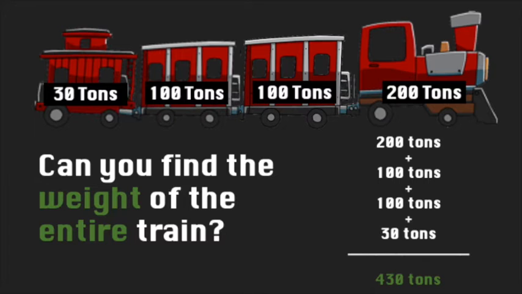And I know what most of you guys are thinking. What most of you are thinking is, of course we can. That's really simple. All you have to do is take 200 tons plus 100 tons plus 100 tons plus 30 tons. And you added 100 tons twice because there are 2 passenger cars, and that should give you a total of 430 tons for the entire train.